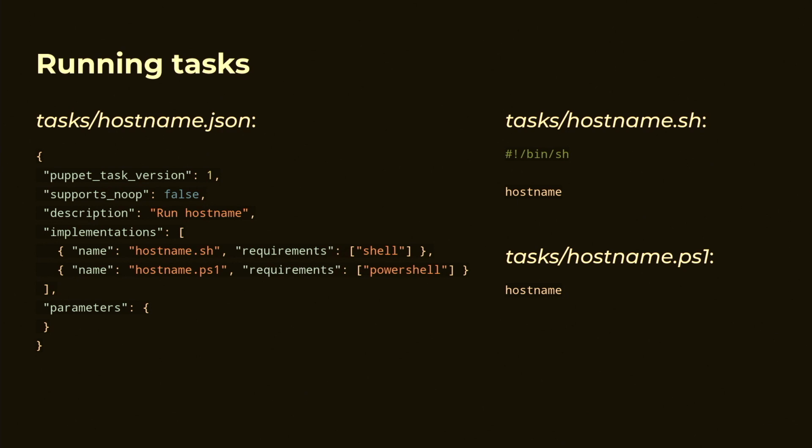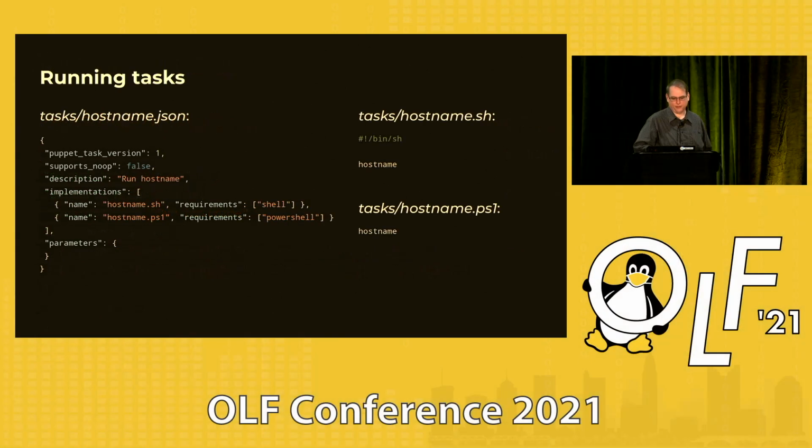And then if I had parameters to the script, they'd be listed in this parameters block, and it actually lets you do data types like you would in Puppet, where you can say this is a string or this is an integer or whatever. And then the rest of the pieces are the actual scripts themselves. So in this case, I have a very simple hostname.sh on the right there, which just runs hostname, and hostname.ps1, which just runs hostname. So again, very insanely simple example, but hopefully you get the idea.